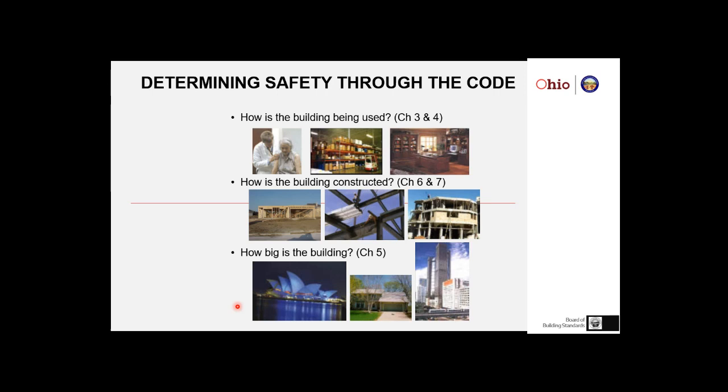Now, determining safety through the code, kind of putting it all together, we need to know how the building is being used. This is the occupancy classification. We need to know how the building is constructed. This is type of construction and fire resistance. How big is the building? This is all outlined in Chapter 5, height and area limitations, unlimited area buildings, for example.